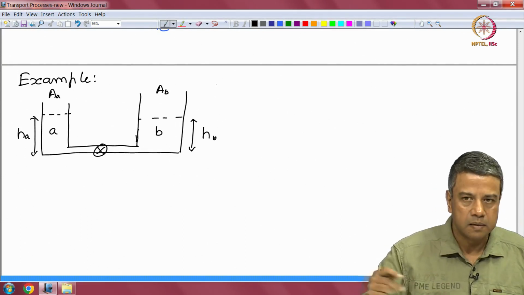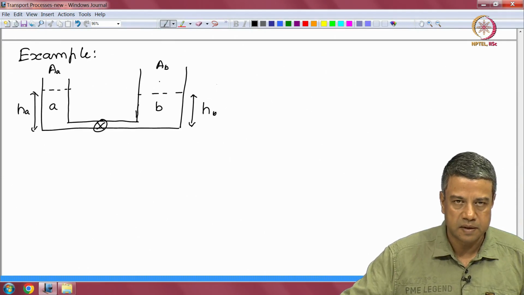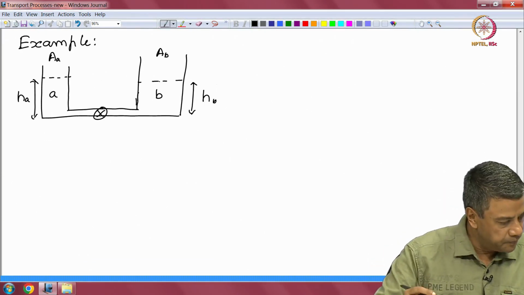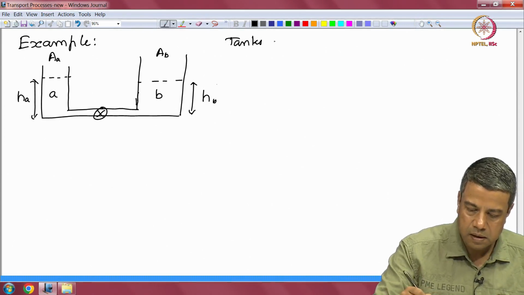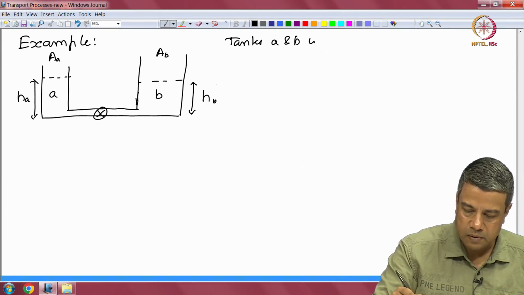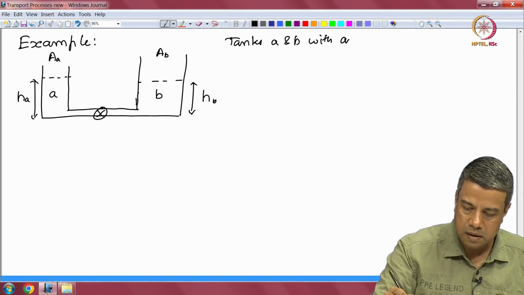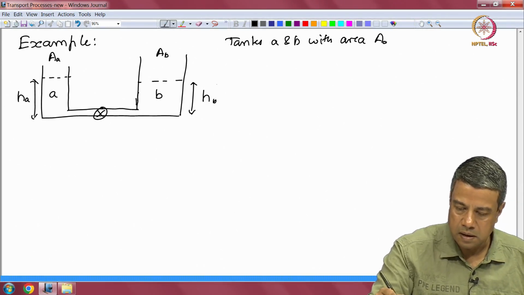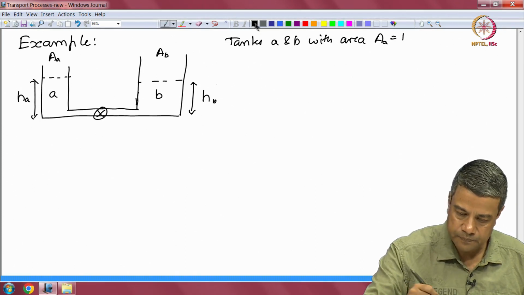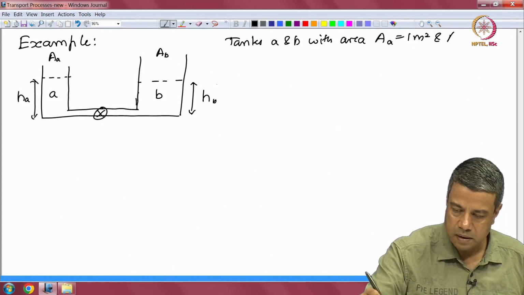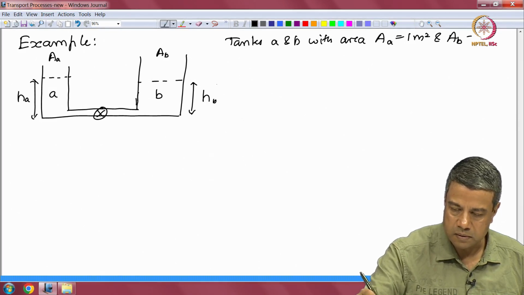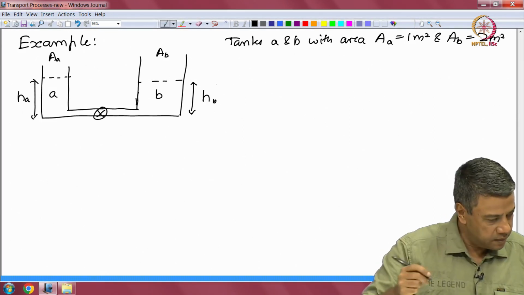So, let me give the specific numbers in this case. Tanks A and B with area AA equal to 1 meter square and AB equal to 2 meters square.